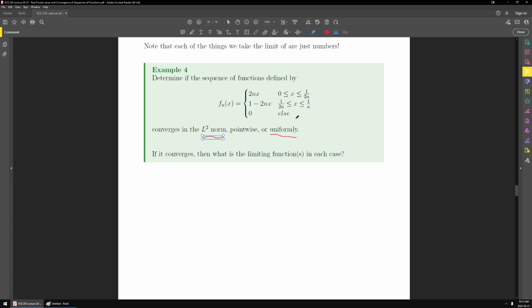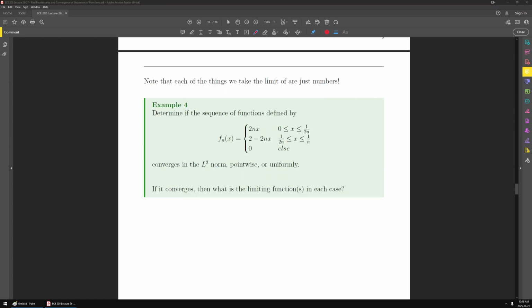Now, if I give you something like this, the first thing you want to do is think, what does the function look like? I'm going to pause and fix the typo in the question. So this is the intended function. If I plot this fn, it's 0 else. So if x is less than 0, it's 0. And if x is bigger than 1 over n, it's 0. Between 0 and 1 over 2n, it's 2nx.